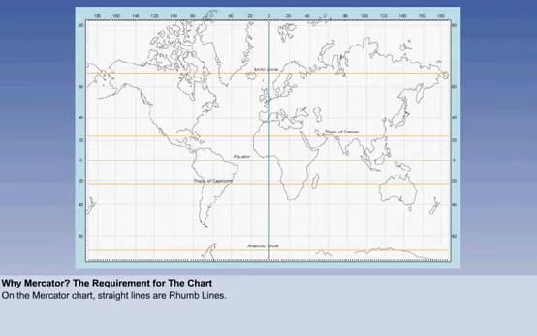Map makers had produced charts with parallel meridians before, but were not able to solve the problem of making the direction on the map the same as the direction on the Earth. The Mercator chart was the first ever chart which showed rhumb lines as straight lines, and was also orthomorphic.